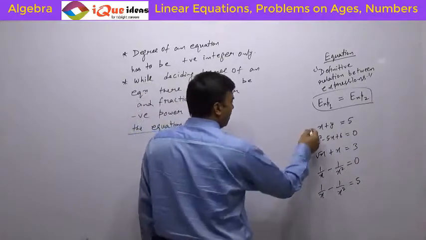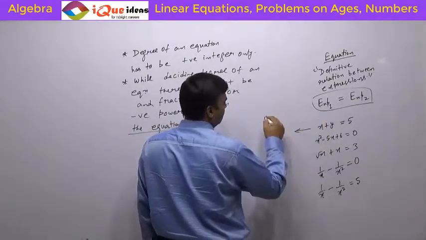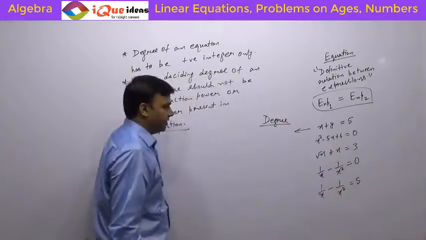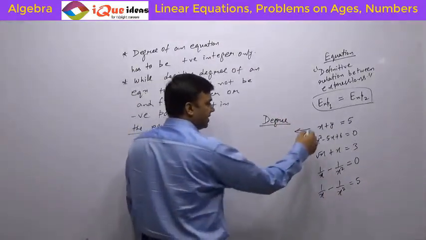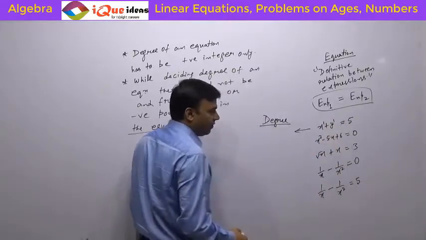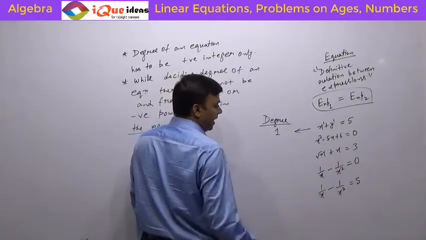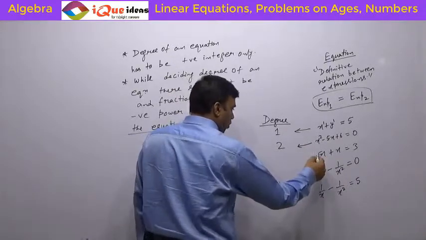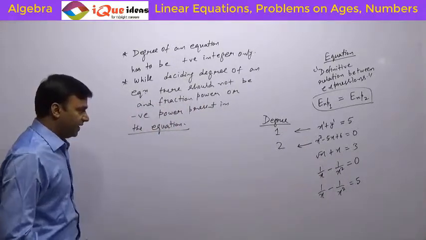Let's take these equations and find their degrees. What is the degree of the first one? It is x raised to 1 plus y raised to 1, that is equal to 5. So degree is 1. x square minus 5x plus 6 is equal to 0. Degree is 2, the highest one. Root x plus x equal to 3. You cannot find the degree like this.